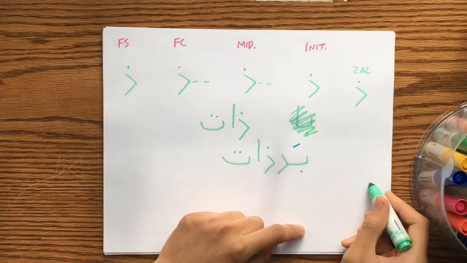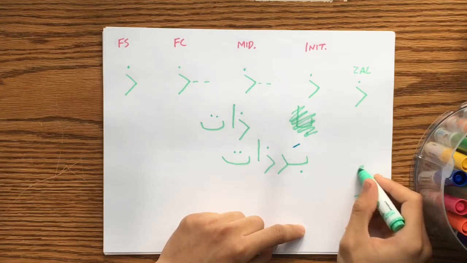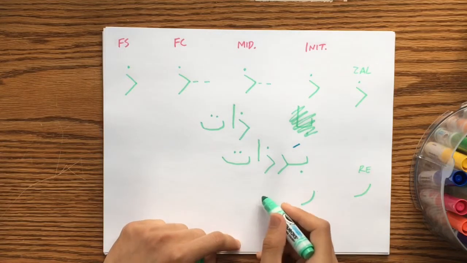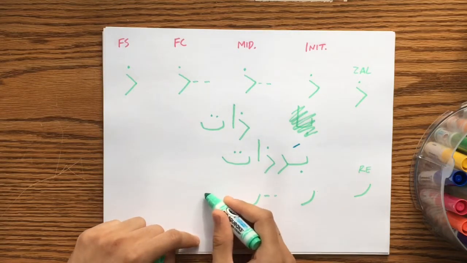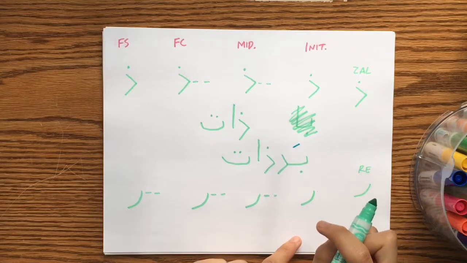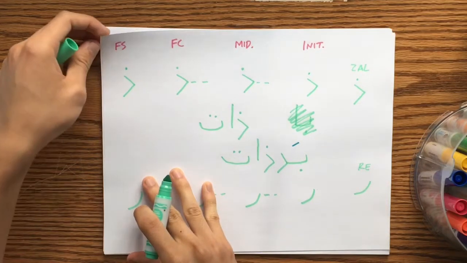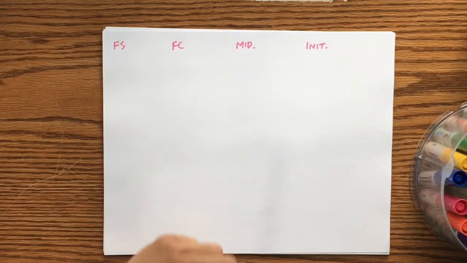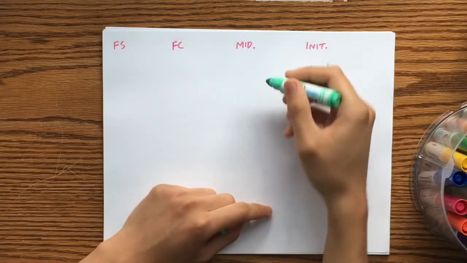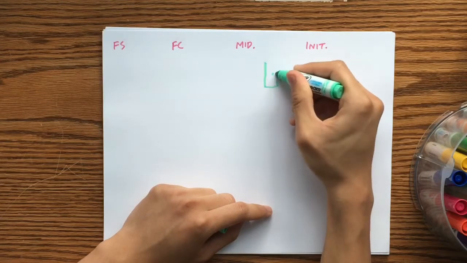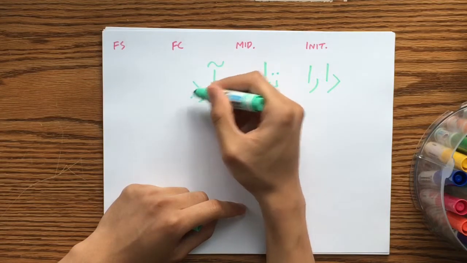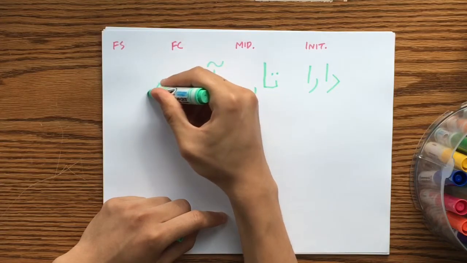Okay, next we have re. And re makes the R sound. Re is also a non-connector, so you can only connect to it from the right side. Okay, so what can you write now? You can write the words dara, which means a rich person, tar, which is a Persian string instrument, ard, which means flour, like for cooking, and khar, which means thorn.